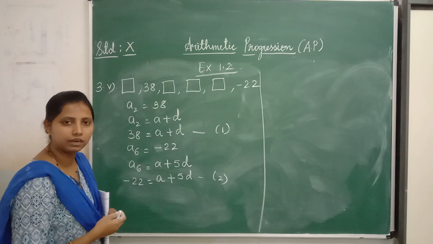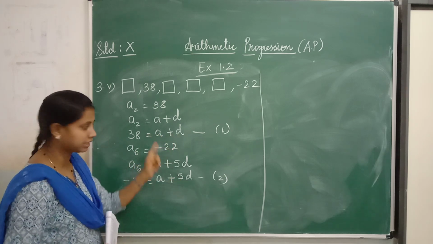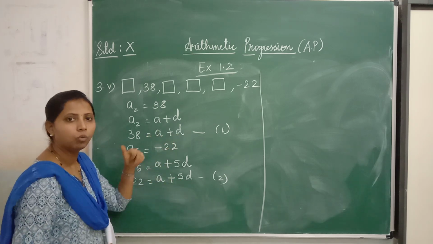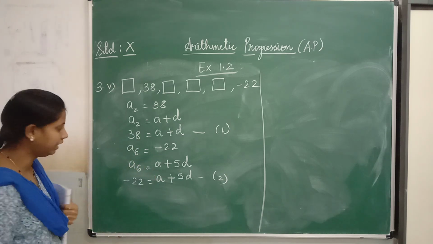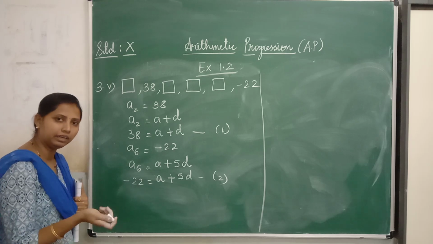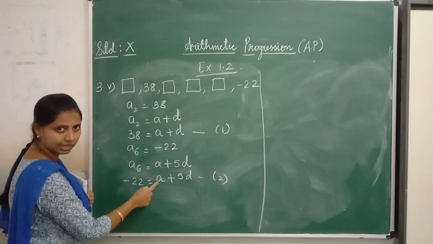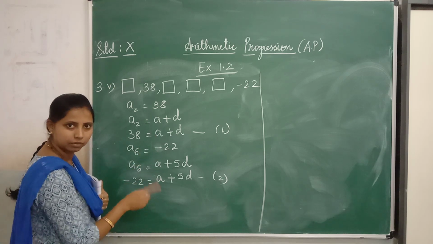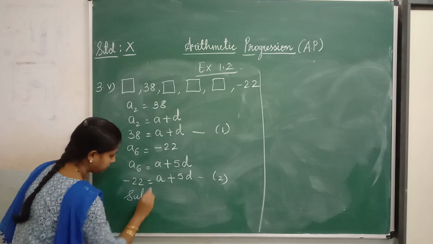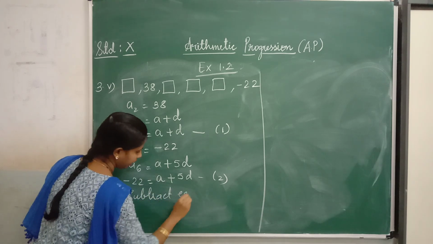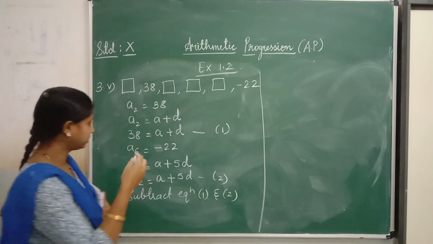You have learned in 9th standard how to solve 2 simultaneous linear equations with 2 variables A and D. One you have to cancel, one will eliminate. You can find the next one by subtracting or adding the equations. Now here A is in the first equation and A is in the second equation. Both are like signs, plus plus. So you have to subtract equation 1 and 2. Yes, how to subtract?